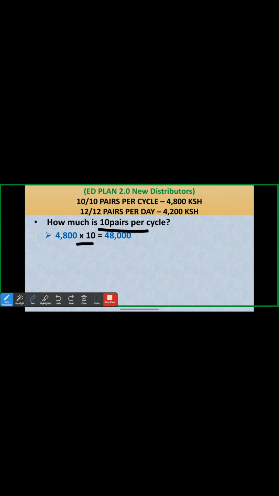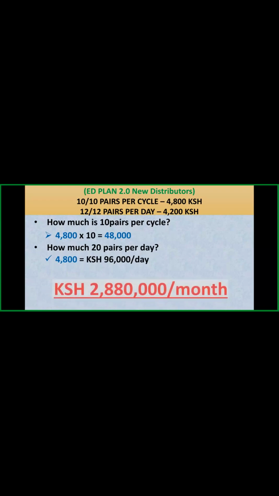10 pairs, each is 4,800. You can already do the math. It is 48,000 during the day and 48,000 during the night. So how much for 20 pairs? 96,000 for a full 24 hours. That is the maximum you can enjoy per day.